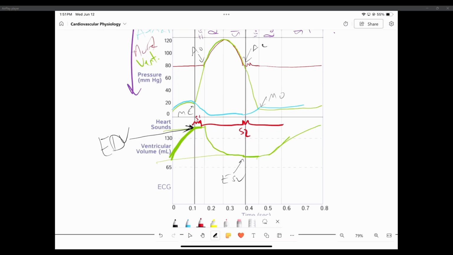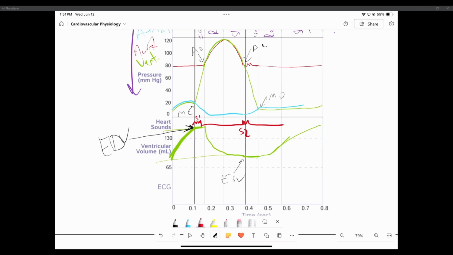Go up and down. Look at S2, go straight up that line. What aortic valve is closing? So your aortic and your pulmonic valves create S2. And that's all those valves are. Every heart sound that you hear is just the valves closing.